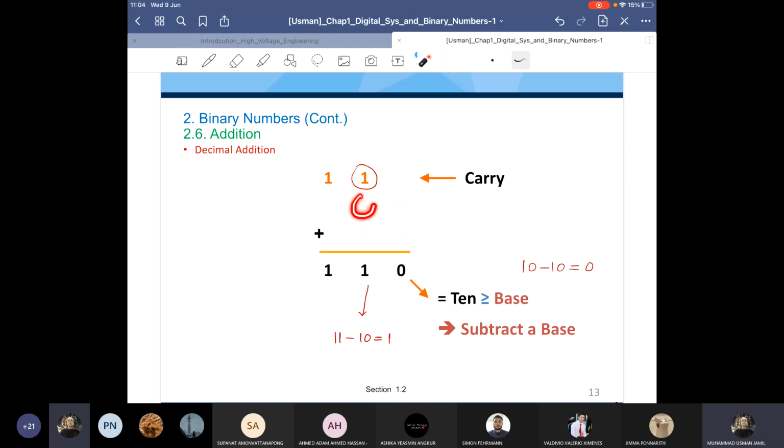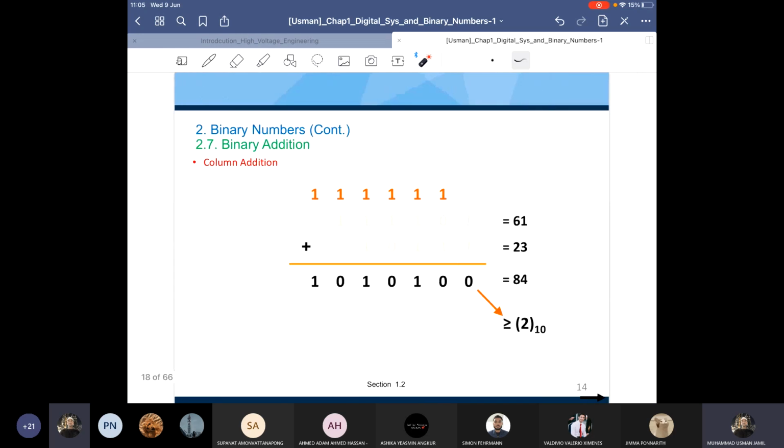Then again 5 and 5 is 10 plus 1 carry, it's 11. So 11 minus base 10 is 1, so the 1 comes here, and then 1 carry here, which comes down. So 55 plus 55 is equal to 110. This is the decimal addition, which we already know. But now how can we do it for binary numbers?